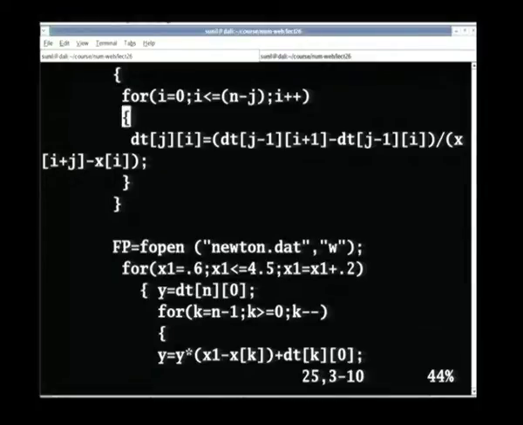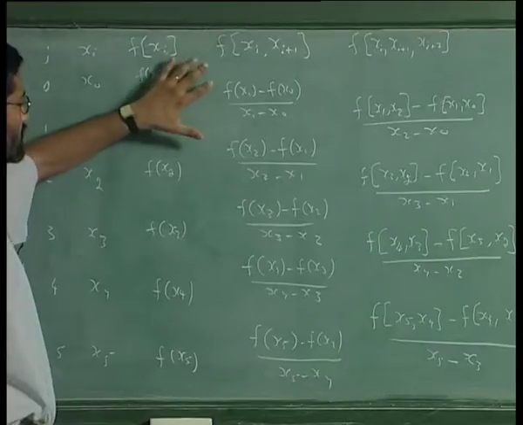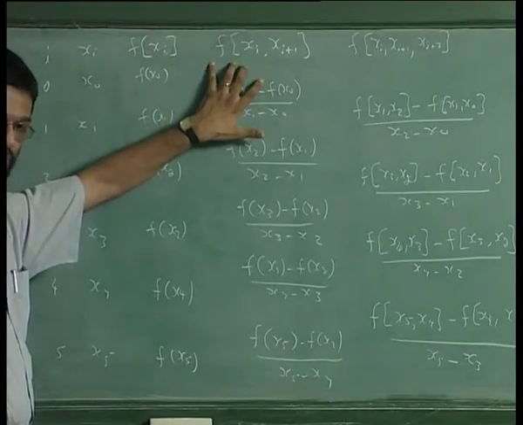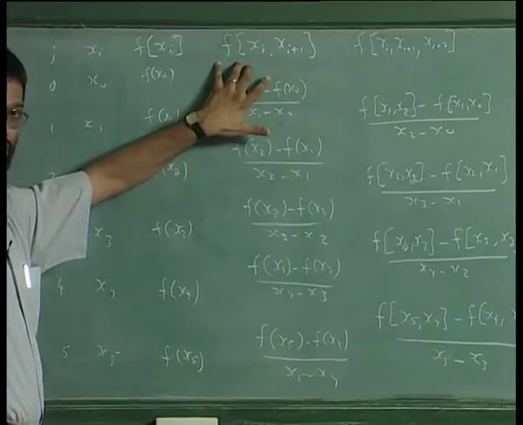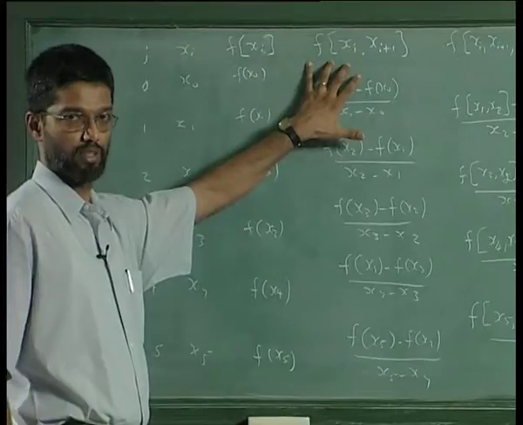So, the reason why I did this is a 2-dimensional array instead of just a 1-dimensional array, which we have done in the polynomial interpolation. Remember, in the polynomial interpolation, we actually computed these divided differences into a 1-dimensional array. The reason being that we actually need to store only one set of divided difference values.